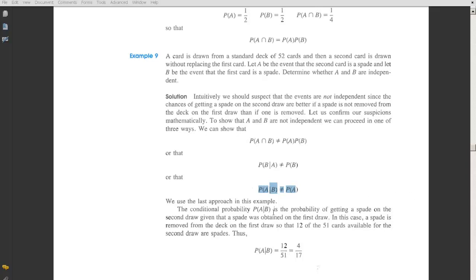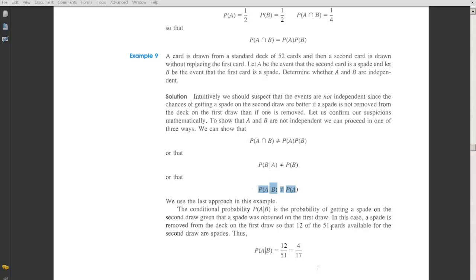Okay, so the conditional probability of A given B is the probability of getting a spade. A is the event, the second card. B is the first card is a spade. So of getting a spade on the second draw, given that a spade was obtained on the first draw. In this case, a spade is removed from the deck on the first draw, so that 12 of the 51 cards. If you remember about card decks, a quarter of the deck is spades, a quarter of 52, and a quarter of 52 is 13.